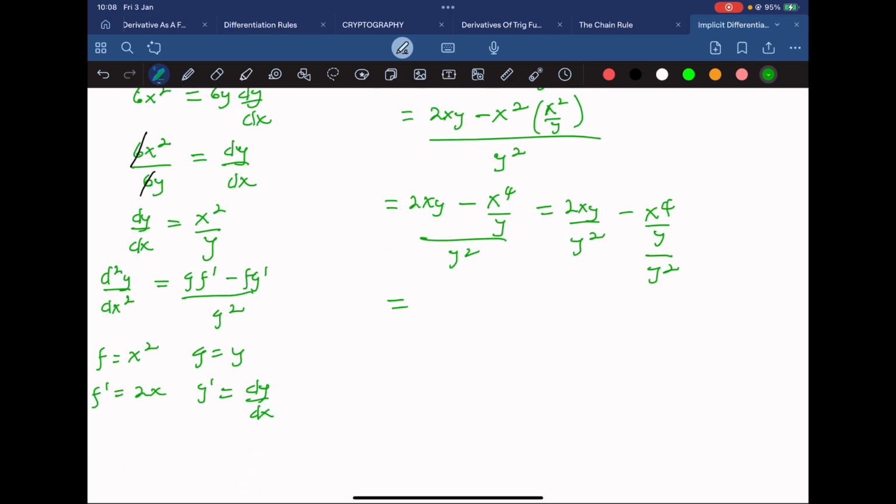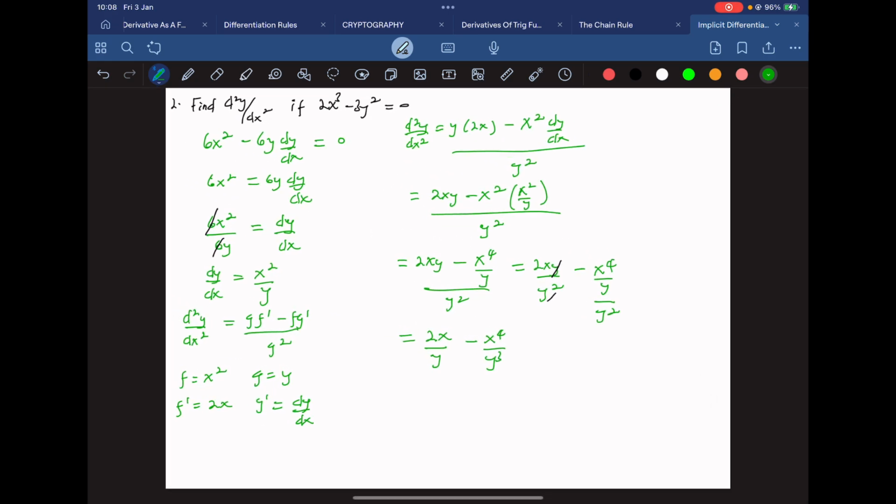So over here, this y will cancel one of the y over here. So you just have 2x over y. Now, this right here simplifies to x to the fourth out of y cubed. I hope this is also clear.